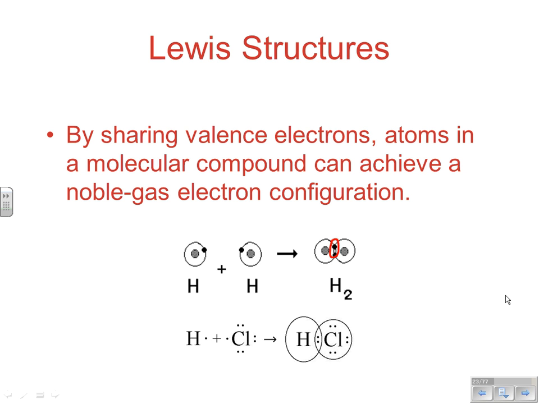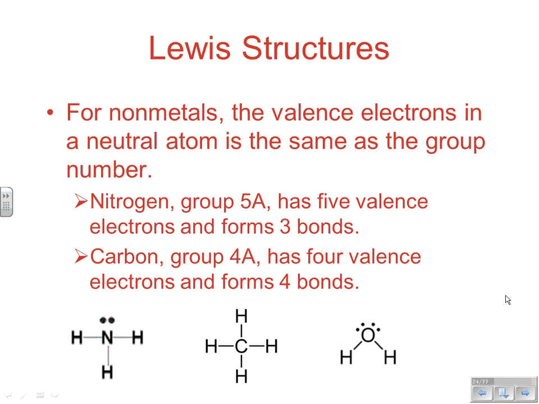Same thing happens here with hydrogen and chlorine. If the hydrogen comes in with its one electron and shares that electron with one of the electrons from chlorine, chlorine has a noble gas configuration like argon, 8 electrons, and hydrogen has a noble gas configuration like helium, 2 electrons. And you end up once again with a stable molecule. So when you're drawing Lewis structures for molecular substances, you really have to look at how you share the electrons so that everything achieves a stable noble gas electron configuration.